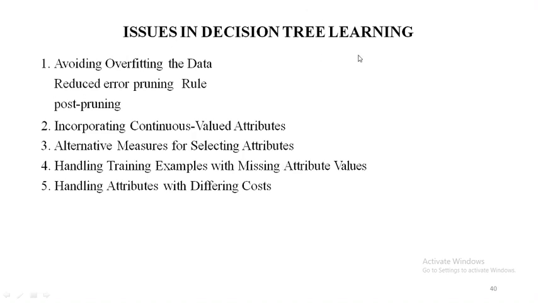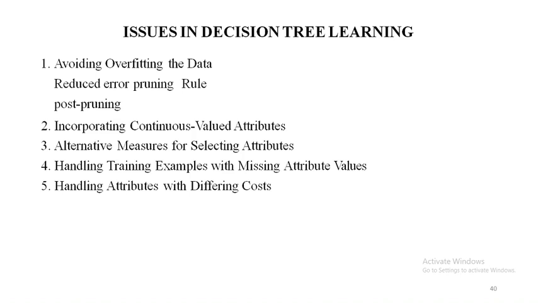And what are the issues with respect to decision tree learning? Let us look at some issues. The first one is avoiding overfitting the data, using the reduced error pruning rule and the post pruning rule. The second issue is incorporating continuous valued attributes. And the third issue is alternative measures for selecting the attributes.